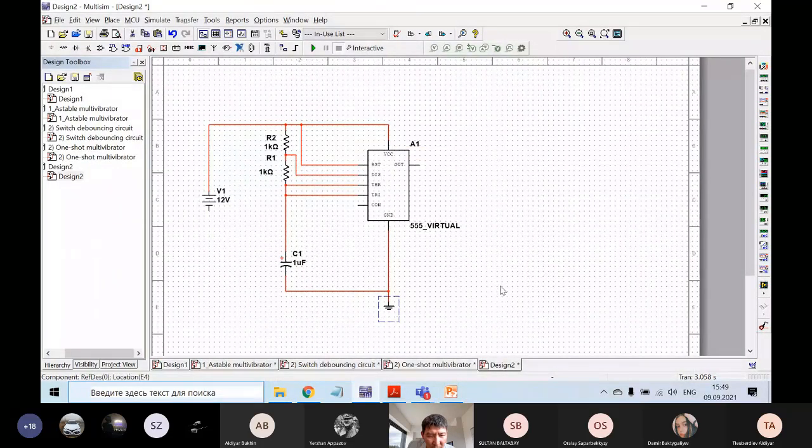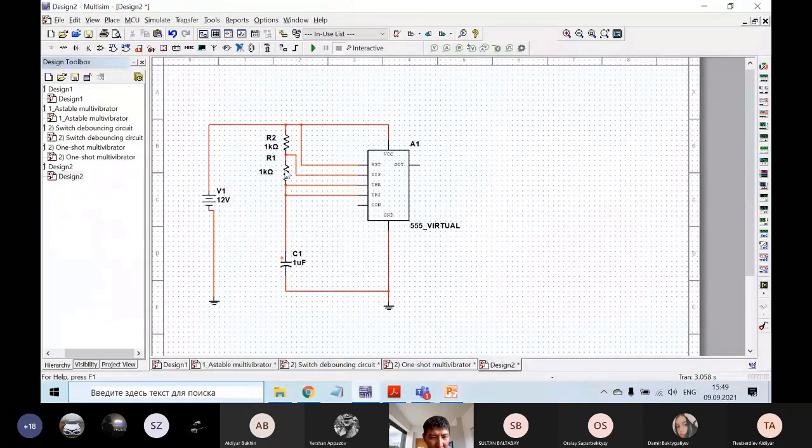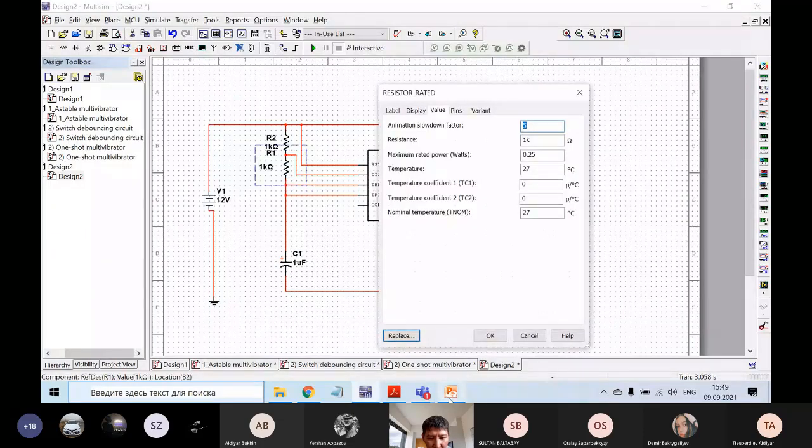So also we need ground. I will just copy and paste. And we need to change the value of the capacitor, right? This one. How much should it be?